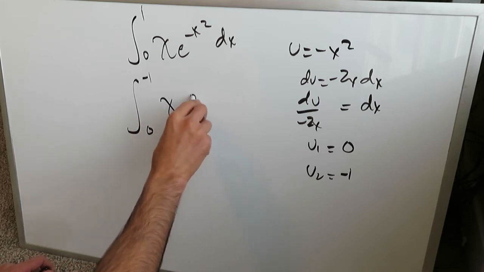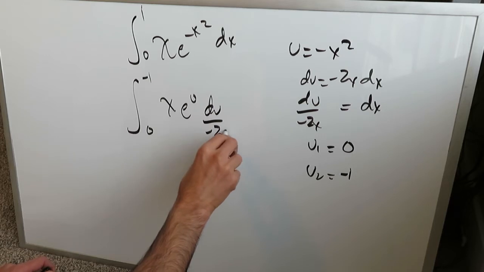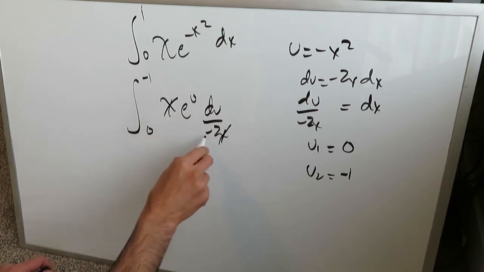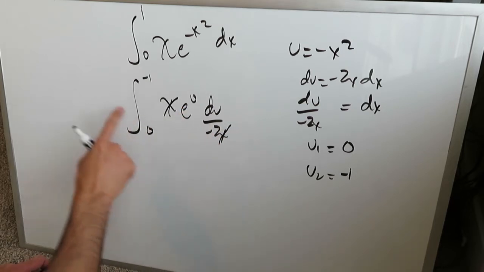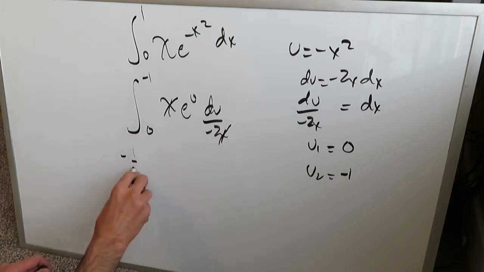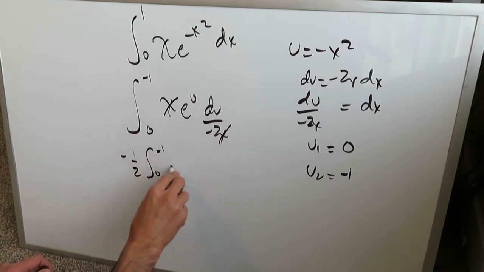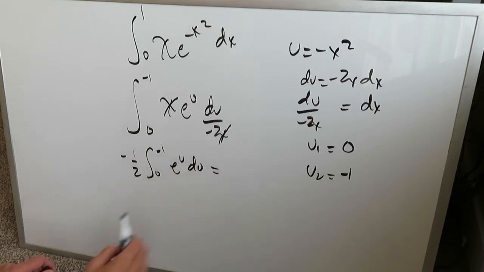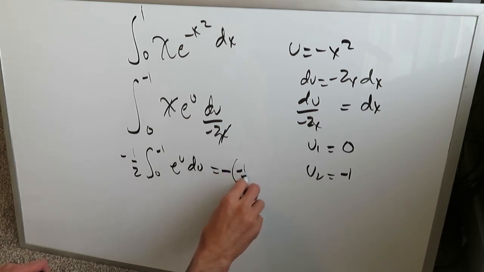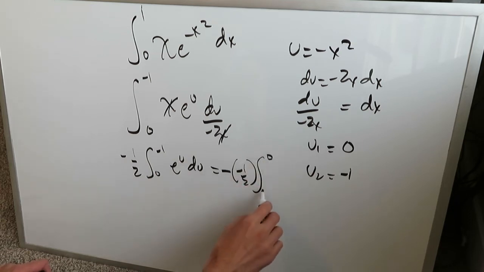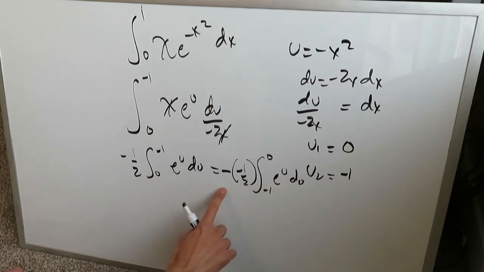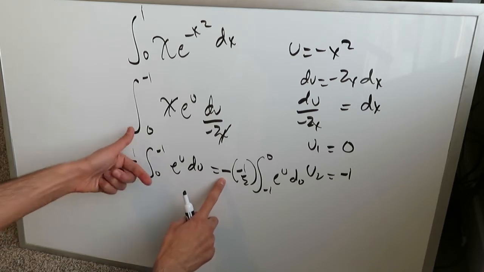x e to the u du over minus 2x. Let's just cancel out this x and this x, and we can rewrite the minus 2 over here. We'll get a minus 1 over 2, from 0 to minus 1, e to the u du. Let's use the properties of integrals to flip this around by bringing out a minus. You'll do a minus 1 over 2, and that enables you to flip the interval such that the larger number is the upper limit and the smaller number is the lower limit. e to the u du. Remember back to the properties of integrals, and this right here is a very legitimate technique. This minus sign allows you to flip this interval around.